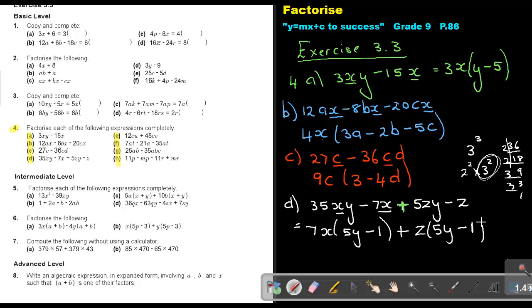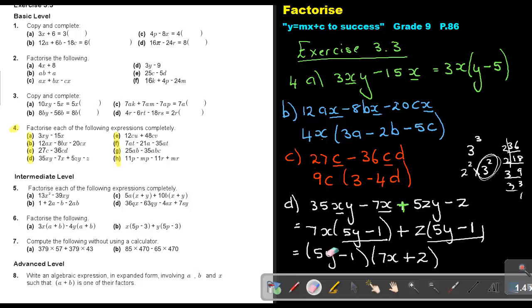So the sign will not change. Can you see the brackets are the same? So I will just say 5y minus 1. If I divide this, cancel, what will be left? 7x. If I divide this, cancel, and what will be left? Z. And that will be my final answer.